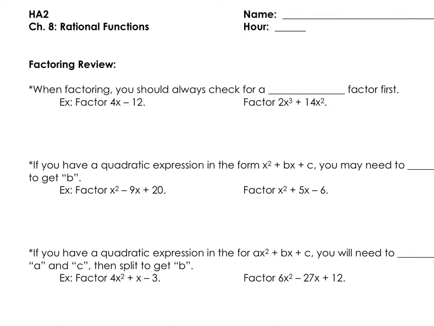When factoring, you should always check for a common factor first. A common factor is something that's present in all the terms in your expression. If we're asked to factor something like 4x minus 12, there are 2 terms in this expression, the 4x and the 12. A common factor would be something that you could divide out of both of those terms. 4 goes into both 4 and 12. That would be the common factor.